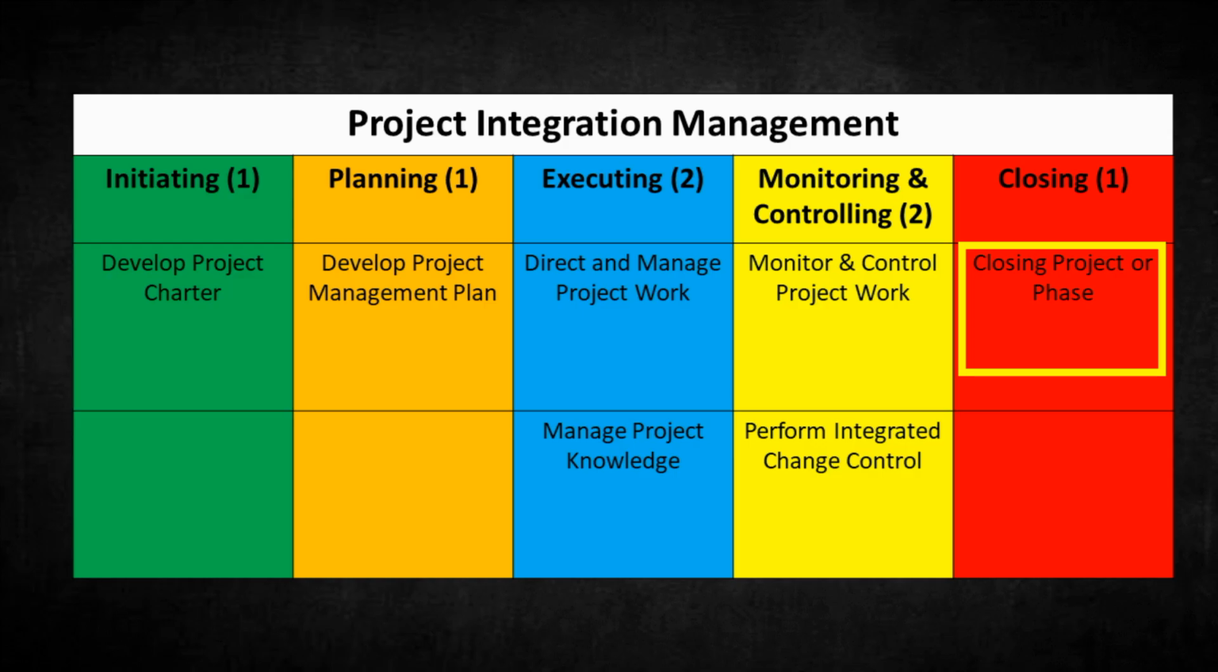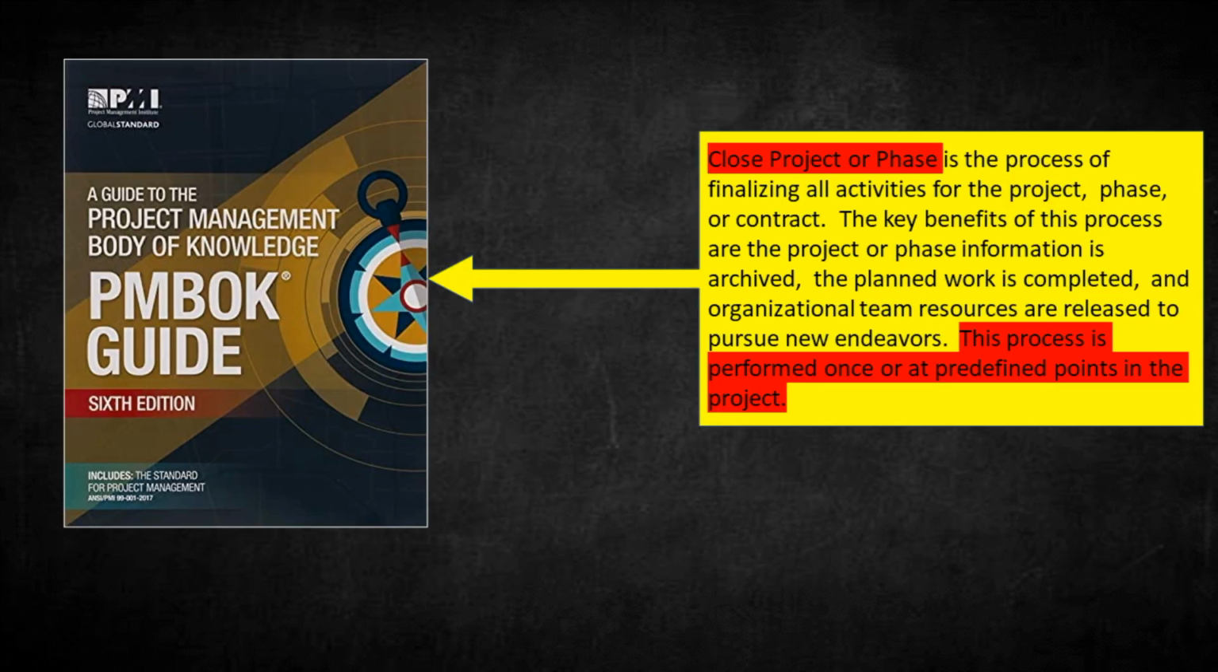In integration management knowledge during the closing phase, there is only one process. Close Project or Phase is the process of finalizing all activities for the project, phase, or contract. The key benefits of this process are that the project or phase information is archived, the planned work is completed, and organizational team resources are released to pursue new endeavors. This process is performed once or at predefined points in the project.